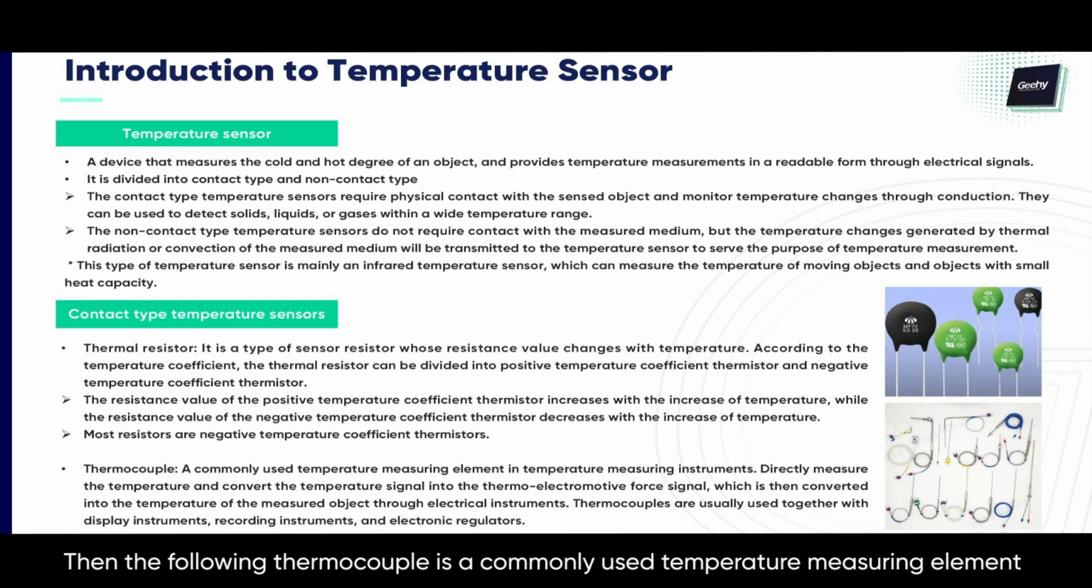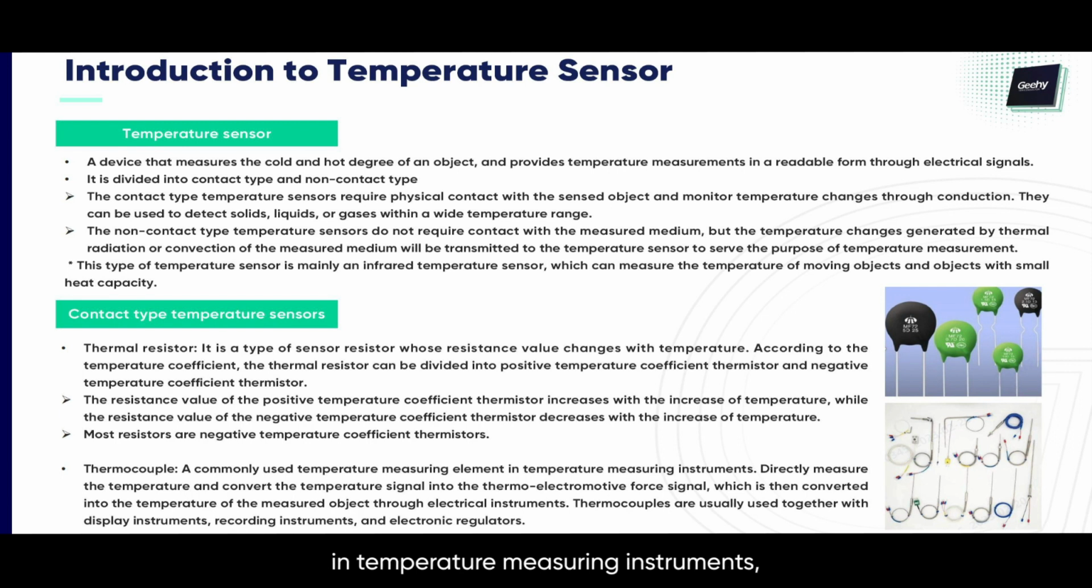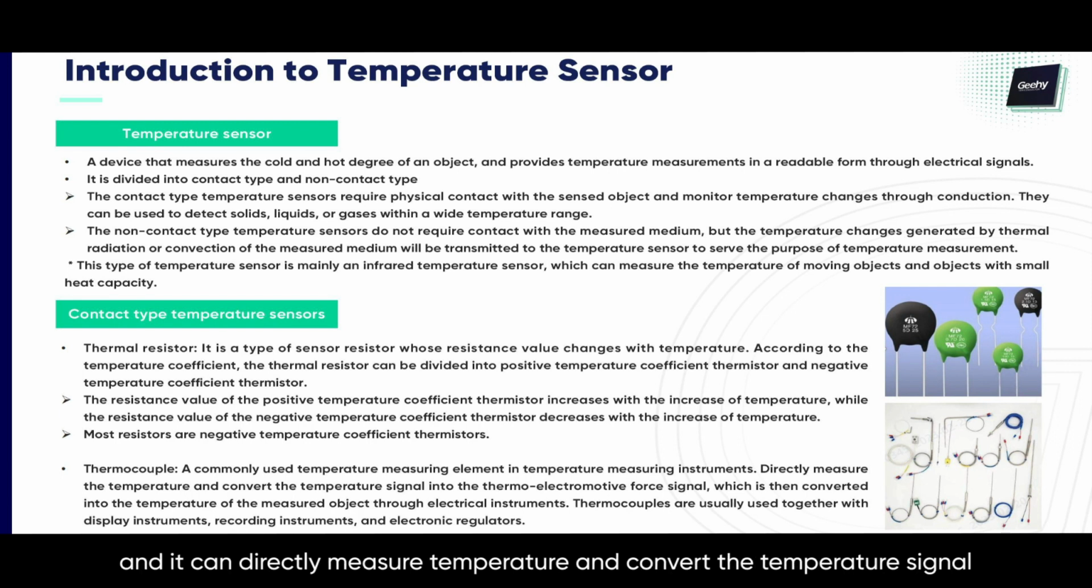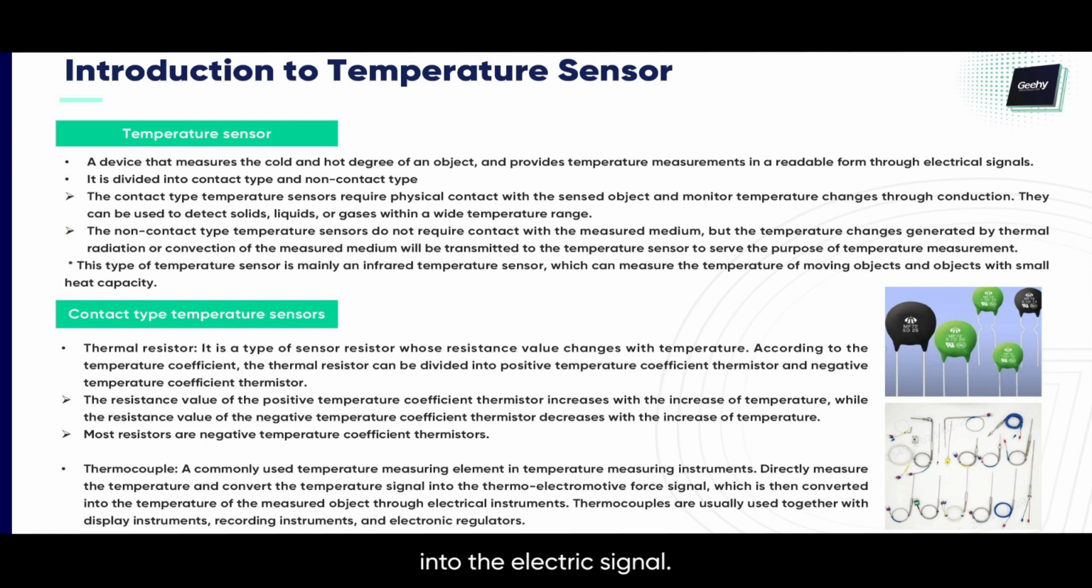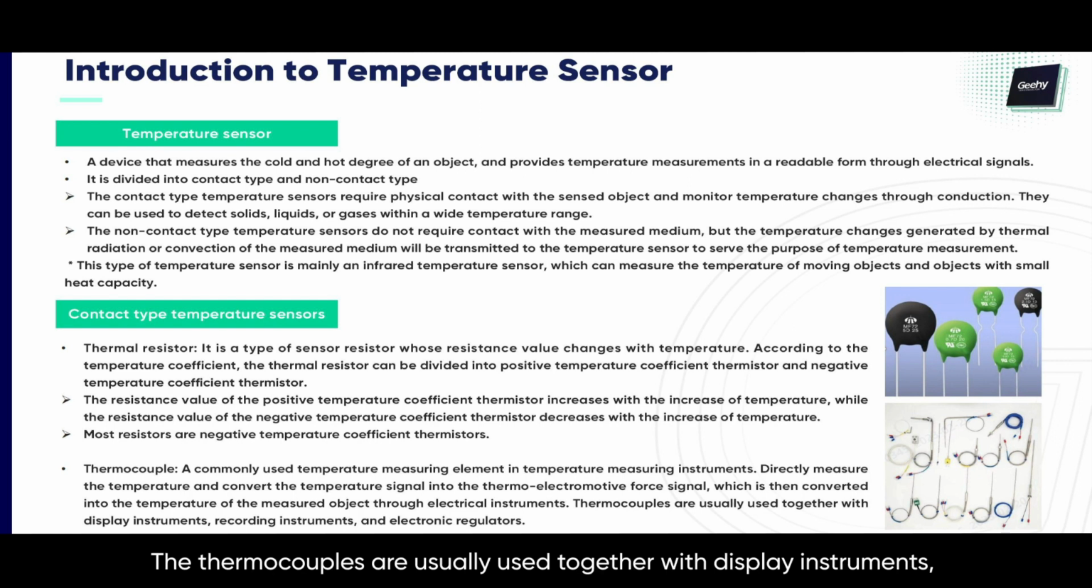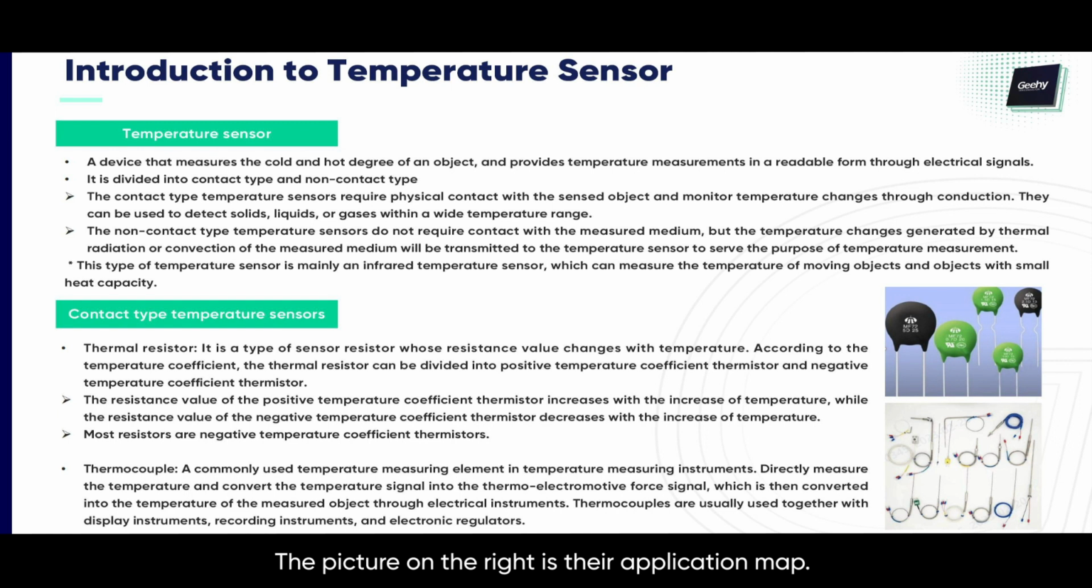Then the thermocouple is a commonly used temperature measuring element in temperature measuring instruments, and it can directly measure temperature and convert the temperature signal into an electric signal. The electric signal is converted into the temperature of the measured objects through electrical instruments. The thermocouples are usually used together with display instruments, recording instruments, and motor regulators. The picture on the right is their application map.